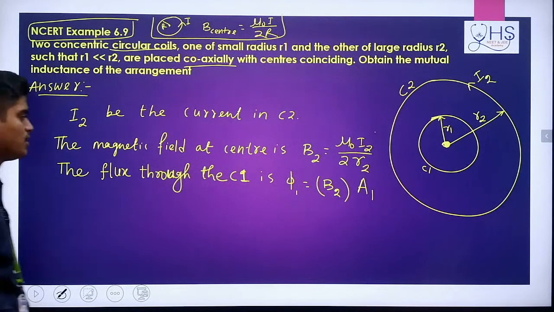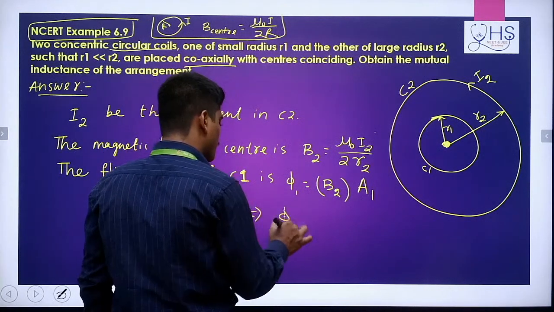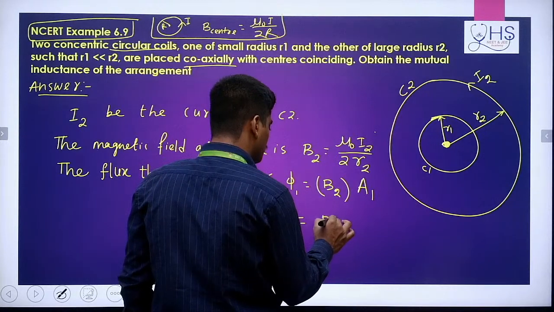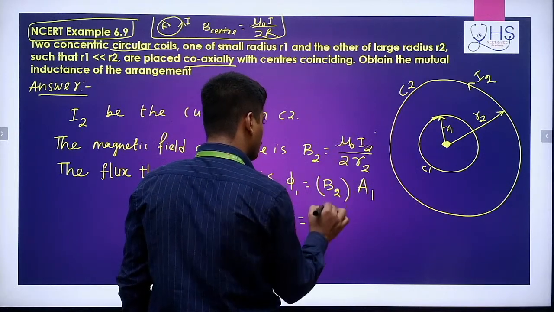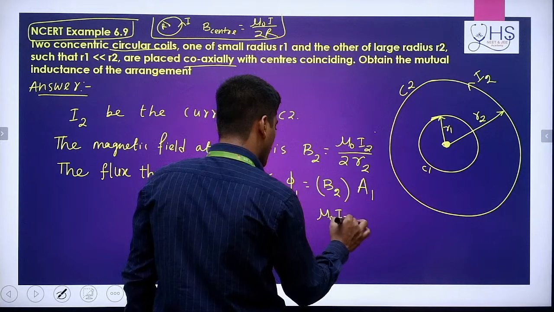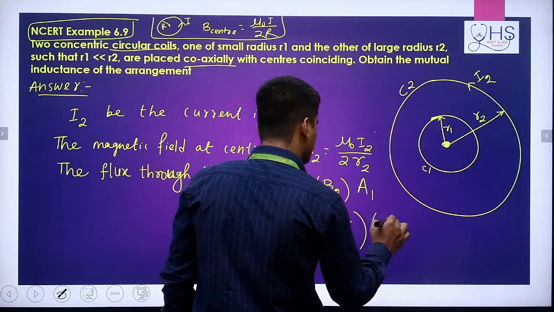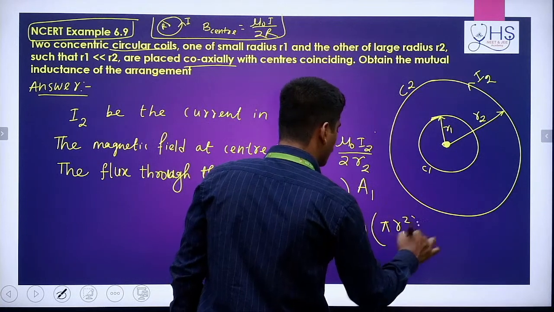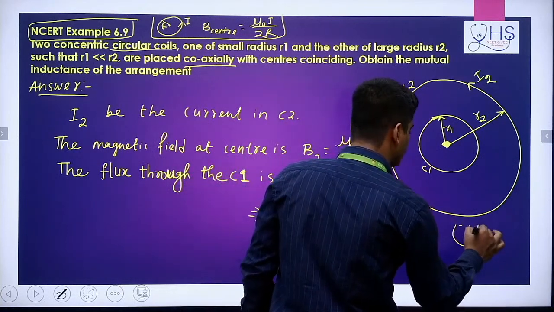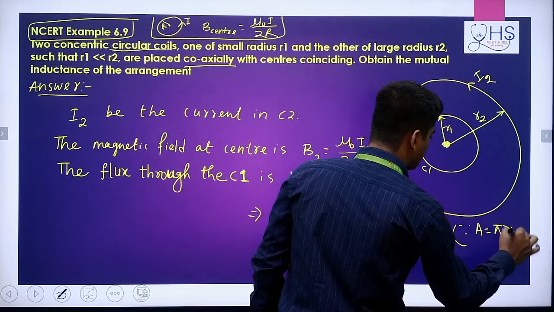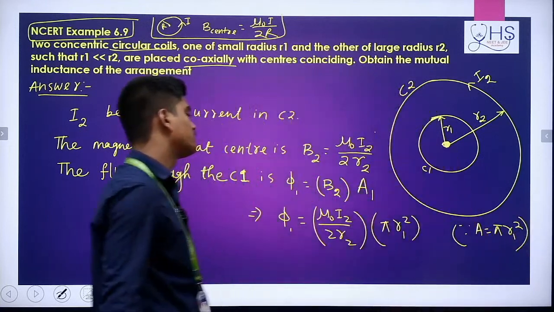Okay. Now if I write this, phi 1 equal to B2. The B2 formula you already know here. It is mu naught I2 by 2R2. And A1 is nothing but pi R1 square. Why is A pi R1 square? Because the area of a circle is pi R square. If the radius is R1, it is pi R1 square.